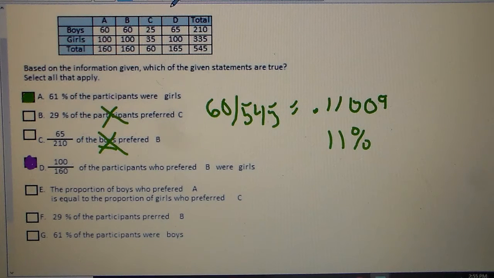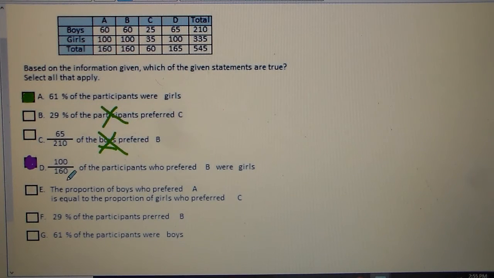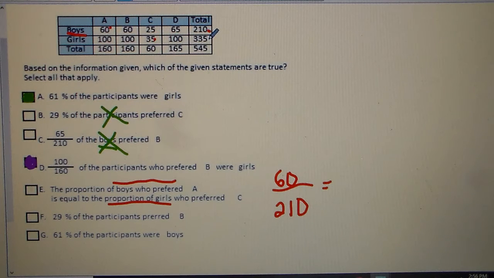Now the next one's a little bit tougher. We want to know, is the proportion of the boys who prefer A, so it's of the boys, so we go to the cross, so that will be 60 divided by 210, because that's the proportion of the boys that prefer A. Is it equal to the proportion of the girls who prefer C, which is 35 over 335? So we do 35 over 335.